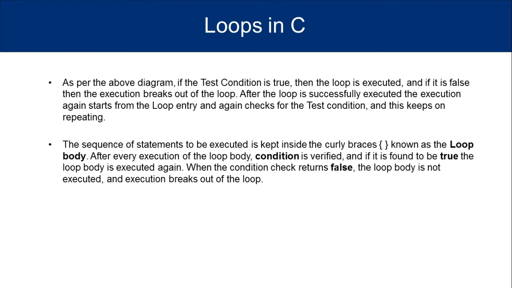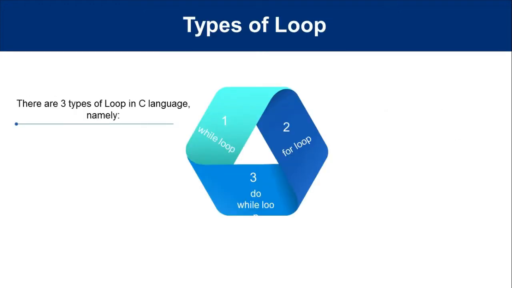The sequence of statements to be executed is kept inside the curly brackets known as the loop body. After every execution of the loop body, the condition is verified, and if it is found to be true, the loop body is executed again. When the condition check returns false, the loop body is not executed and execution breaks out of the loop. Types of loop: there are three types of loop in C language, namely while loop, for loop, do while loop.